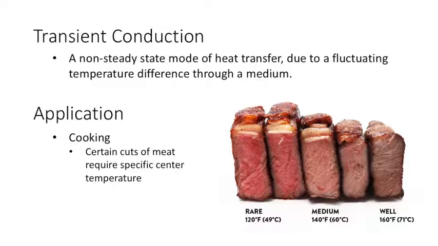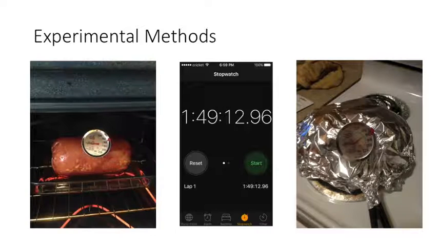Now, certain cuts of meat require a specific center temperature for them to be fully cooked. So whether this be a roast or a ham, you have to allow transient conduction to occur all the way to the center until it reaches this final centerline temperature. So to test this theory of transient conduction, I decided to cook a ham.